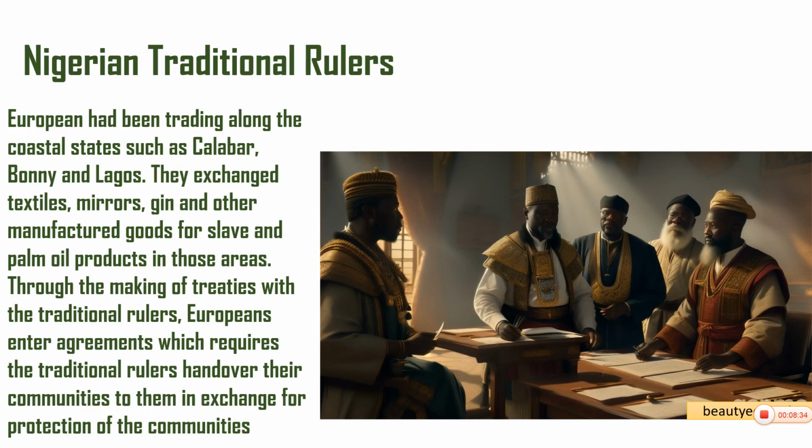Before the Europeans took over the Nigerian territories, they were coming to the coastal areas like Calabar, Bonny, the river, and Lagos. They were trading with the local people in these areas. Most times they were trading with these people through their traditional rulers. With time, the traditional rulers started signing treaties with these European traders, and these treaties were an agreement that required the traditional rulers to hand over their communities to the European traders in exchange for the protection of their communities.